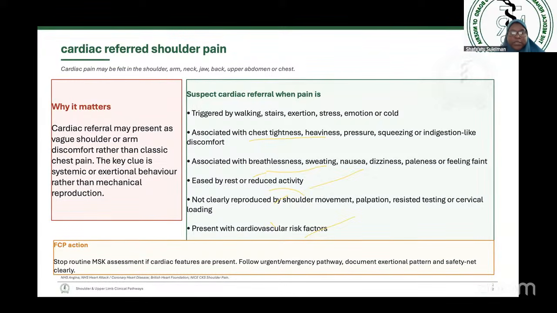it's more a referred pain from the cardiovascular system. So stop routine MSK assessment if cardiac features are present, and you also follow the urgent emergency pathway, depending on the presentation, of course, and document exertional pattern and safety net clearly as well.